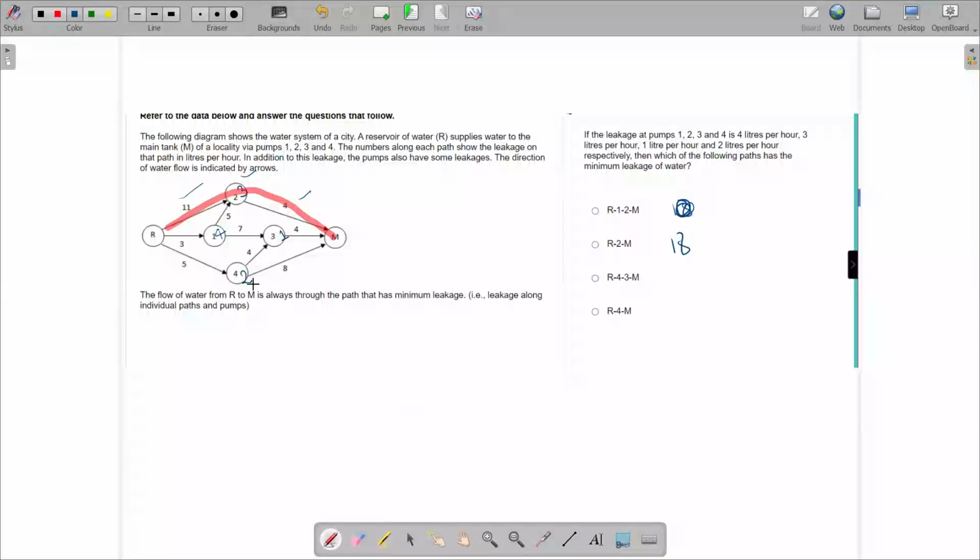R12M. Okay, now option 1, R12M. So this is how much? 4, 3, 7, 7, 5, 12, 12, 3, 15, 15, 4, 19. So 19. R4, 3M. So 5, 2, 7, 7, 4, 11, 11, 1, 12, 12, 4, 16. Last is R4M. So 8 to 10, 10, 5, 15. So minimum is R4M, that is the answer. That's it.